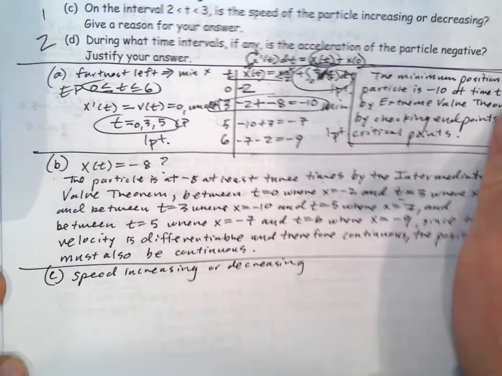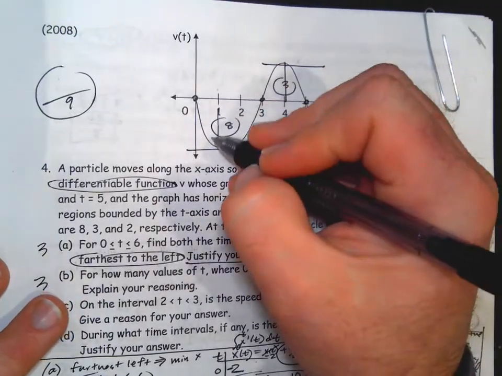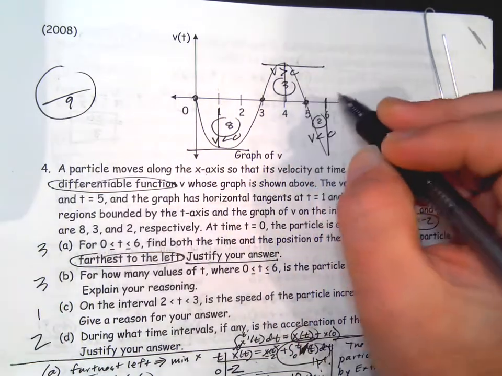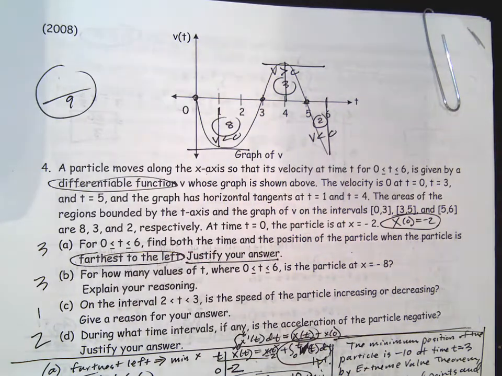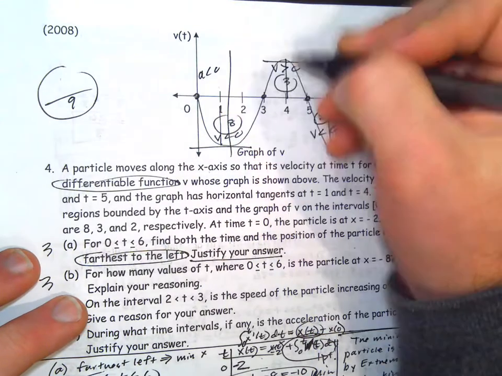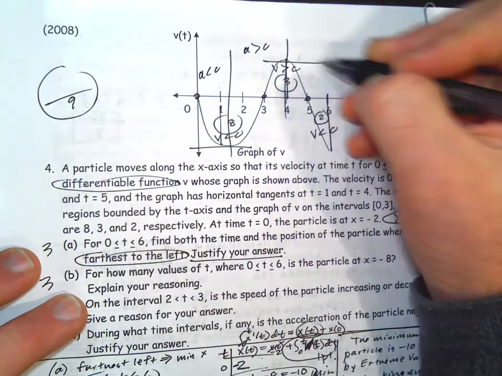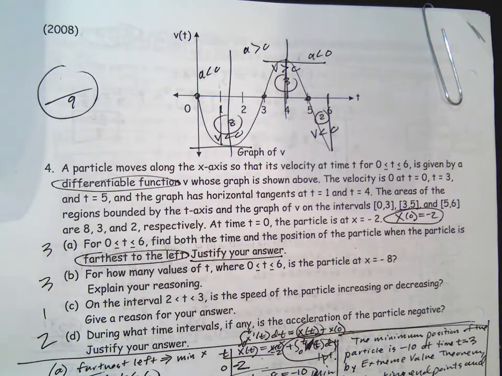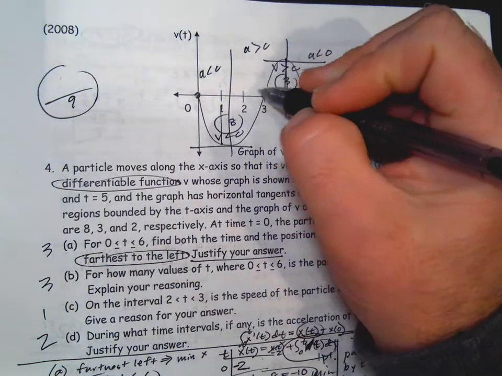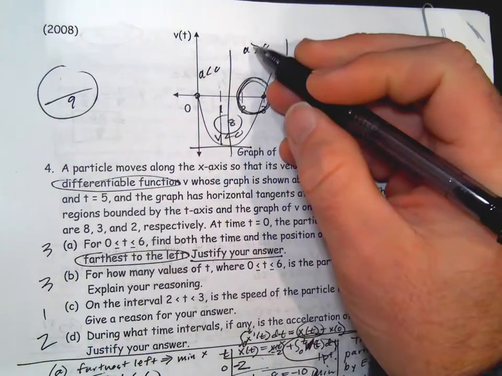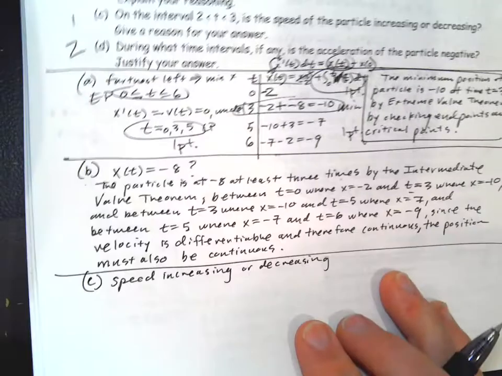So, looking at the graph, this is velocity, right? So velocity is negative, velocity is positive, velocity is negative. And the slope of this graph is the acceleration. So here, acceleration is negative, here, acceleration is positive, and here, acceleration is negative. So we're trying to figure out, from 2 to 3 specifically, is the speed increasing or decreasing? Well, velocity is negative, acceleration is positive, so the speed is decreasing, it's slowing down.